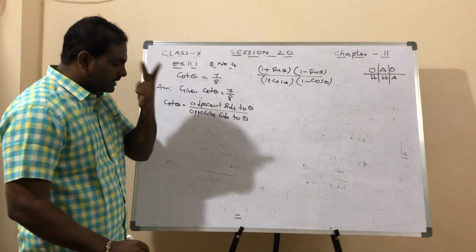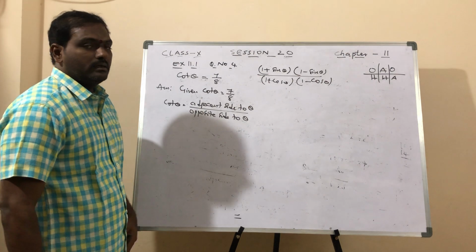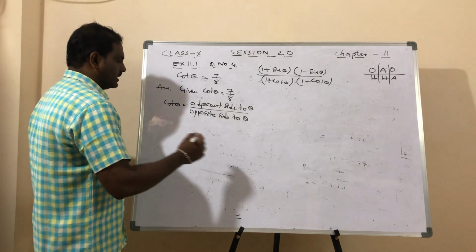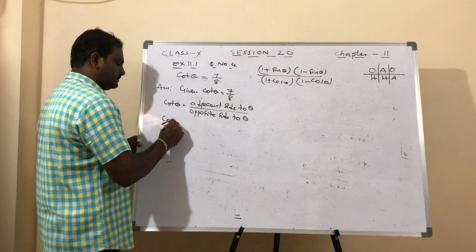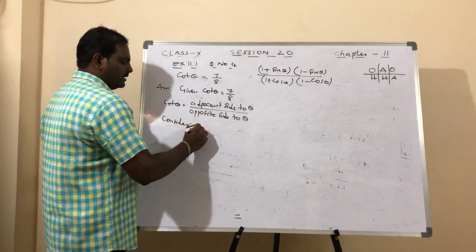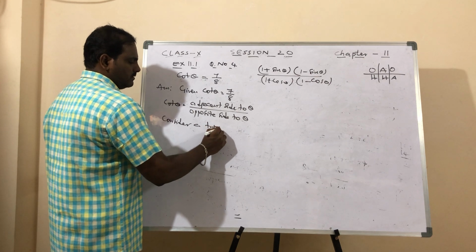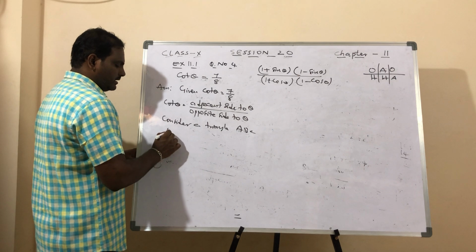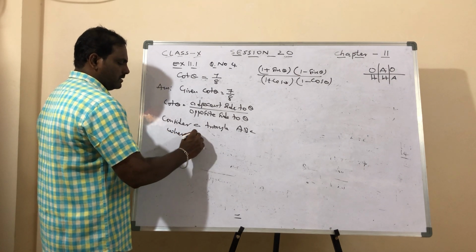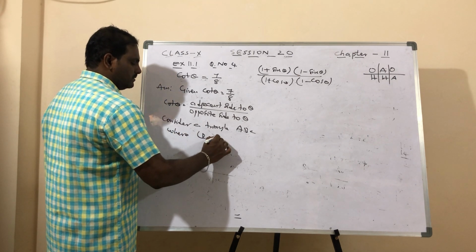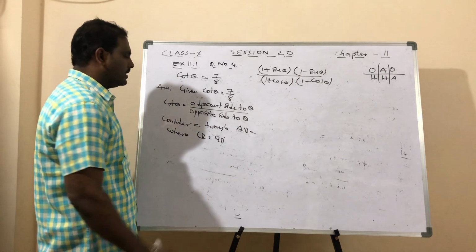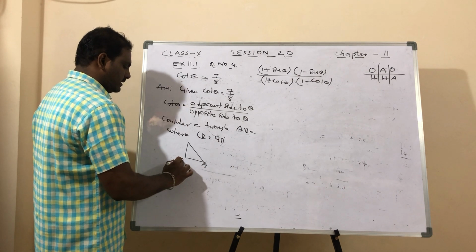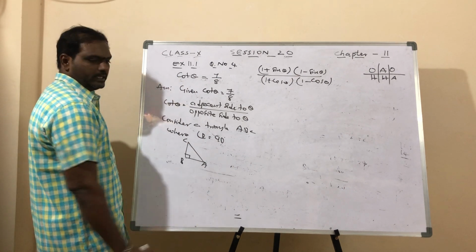Here, if A is given or any letter is given, we have to use that word. Here the angle theta is given, so therefore we have to use that one only. Next, consider a triangle ABC where angle B is equal to 90 degrees. Both statements are the same. So that means triangle ABC, and this is 90 degrees.